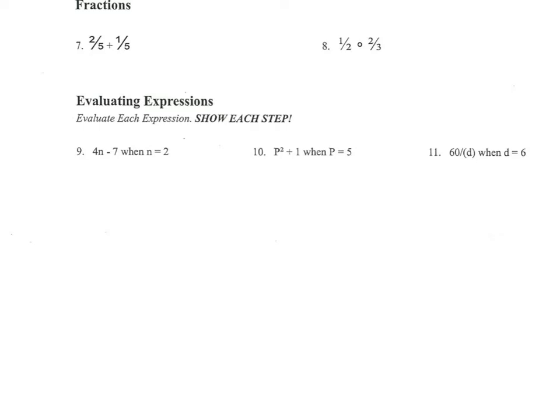Okay, here a little technical difficulty, but it's going to be, instead of 4 times n, be 4 times 2 minus 7. Alright? And if you want to use your calculator, that's fine, but you put it in just like this. Every time we substitute a number for a letter, I want you to use parentheses. I know we've talked about that in class.